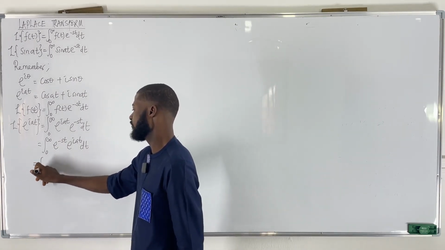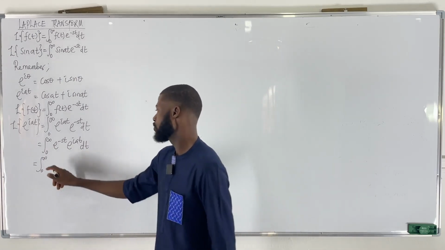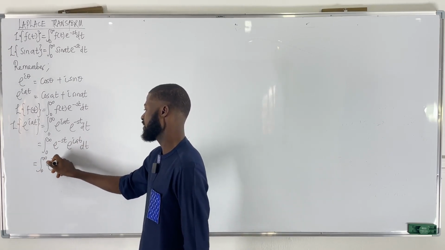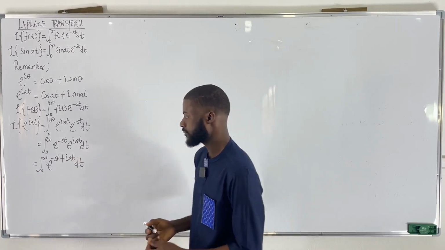So this will be the integral from 0 to infinity. Now, they both have the same base, so this will be e. I need to add the exponents. So this is e to the power of minus st plus iat, dt.